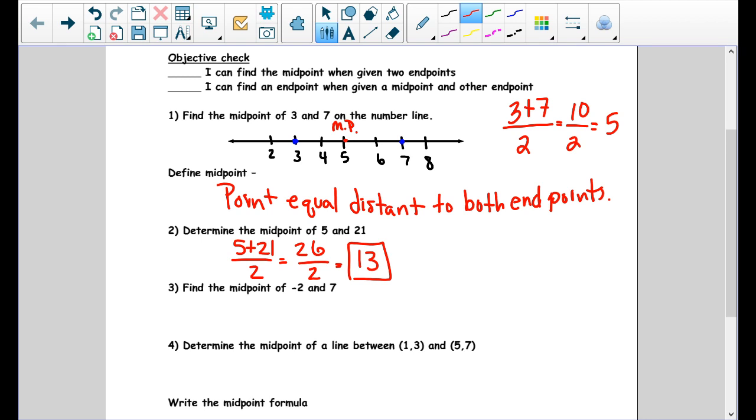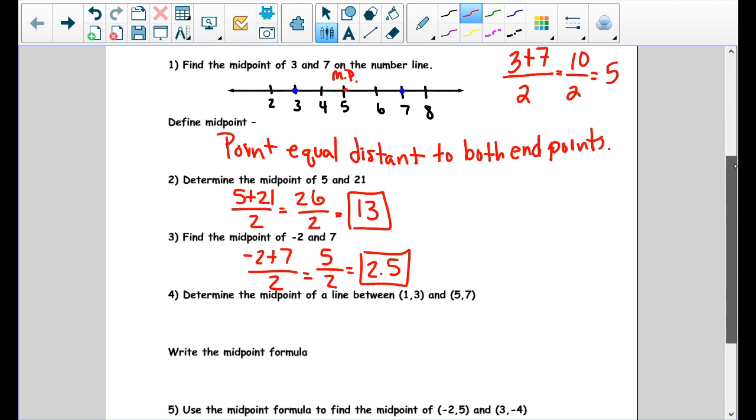Finding the average. Add them, divide by 2. So if I have the midpoint of -2 and 7, again, what do we do? What is negative 2 plus 7? 5. Half of 5 is 2.5. So can we have decimals? Yes, you can. And you'll always add the two numbers, and then divide by 2.